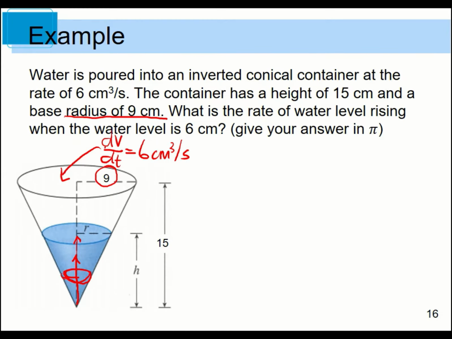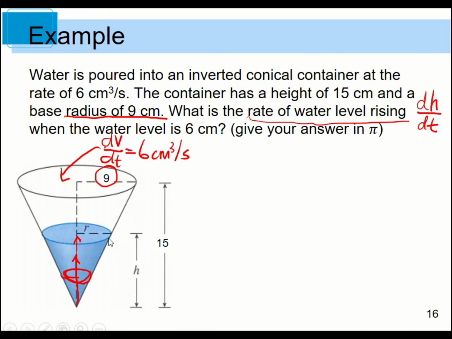Now, we want to know the rate of the water level rising. So again, the rate here refers to dh/dt. For the water level, we want to find dh, the difference of height over the difference of time. So we have this h, which is the height, and this is the radius of the water level.